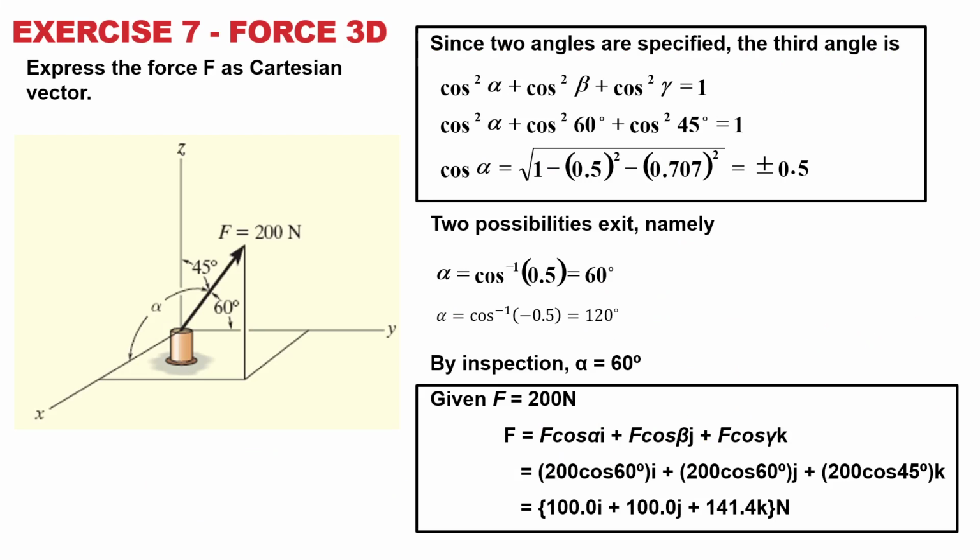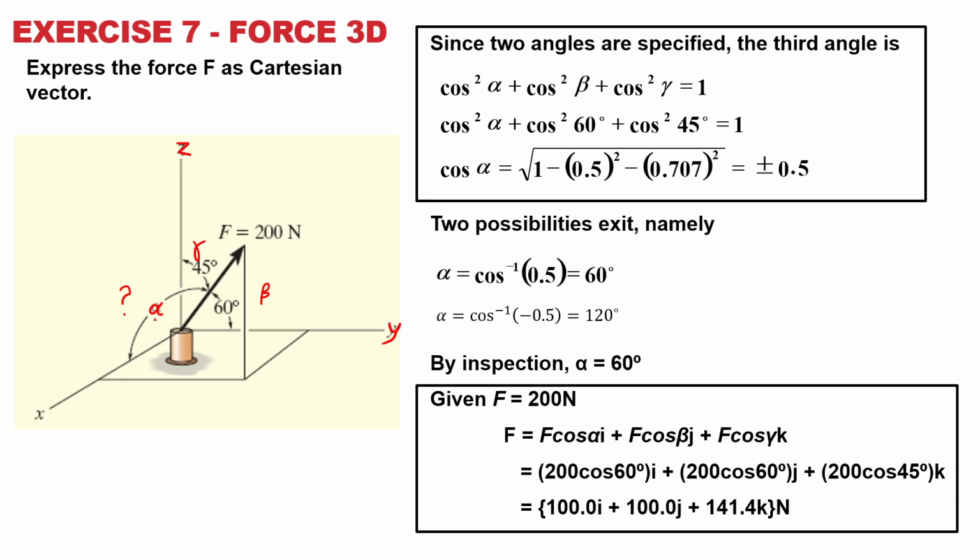So let's look at this one. This is the force, 200 Newton. This is actually the y-axis, so we're going to call this angle beta. This is to the z-axis, we're going to call this angle gamma. However, alpha, we do not know the angle alpha.